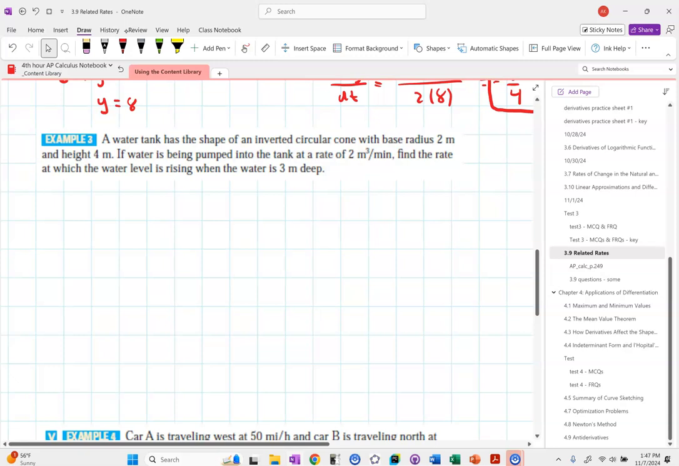A water tank has the shape of an inverted circular cone with base radius of 2 meters, height of 4 meters. If water is being pumped into the tank at a rate of 2 cubic meters per minute, find the rate at which the water level is rising when the water is 3 meters deep. John? Yep.